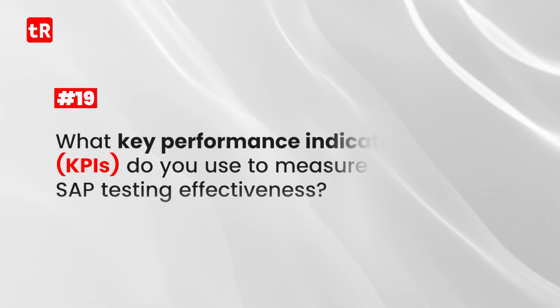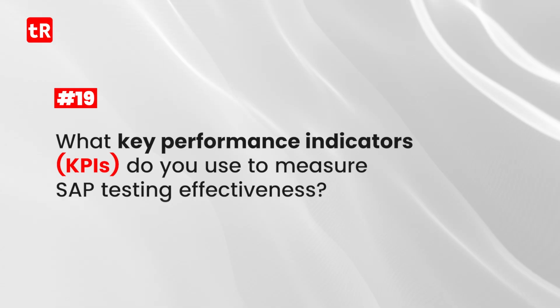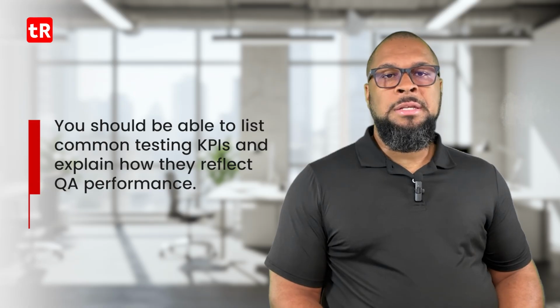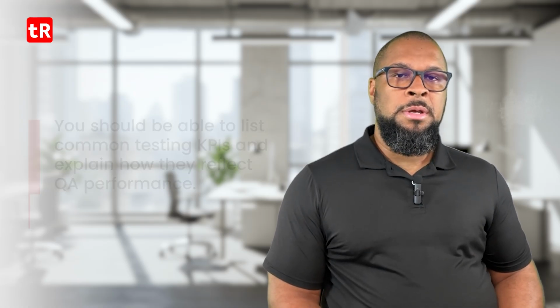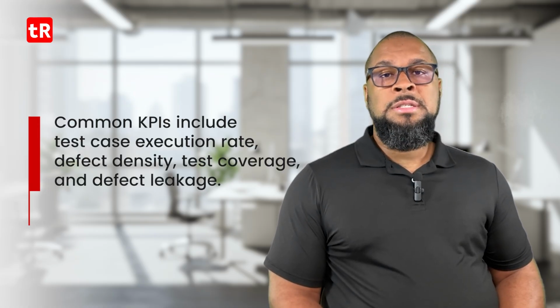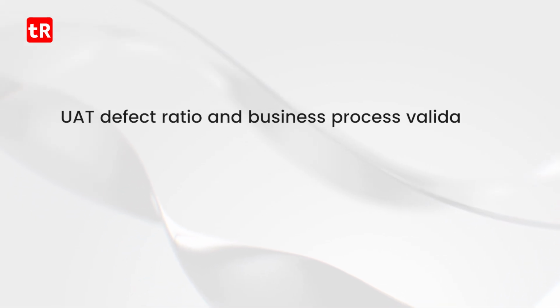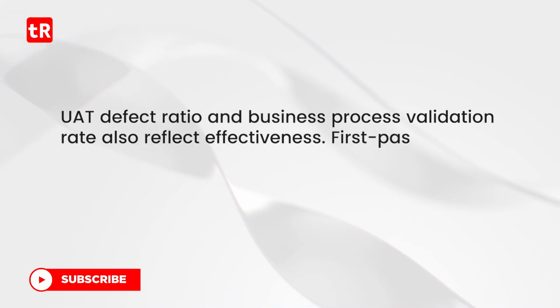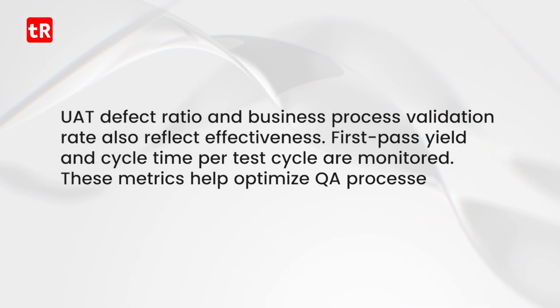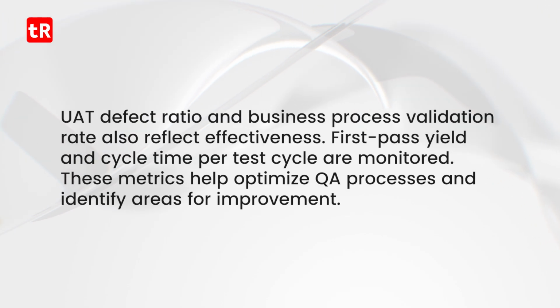So how do we measure success or challenge areas? This next question has you covered. What key performance indicators, or KPIs, do you use to measure SAP testing effectiveness? You should be able to list common testing KPIs and explain how they reflect QA performance. Common KPIs include test execution rate, defect density, test coverage, and defect leakage. UAT defect ratio and business process validation rate also reflect effectiveness. First pass yield and cycle time per test cycle are monitored. These metrics help optimize QA processes and identify areas for improvement.